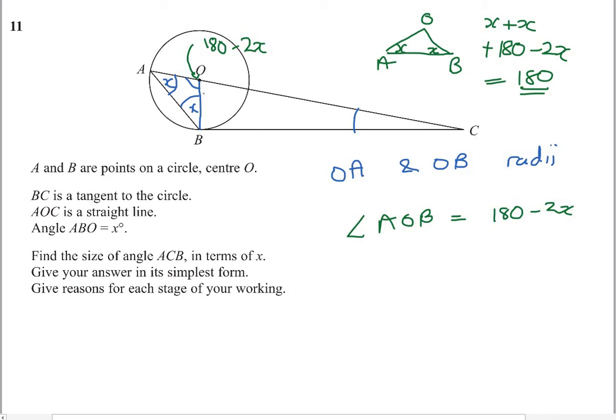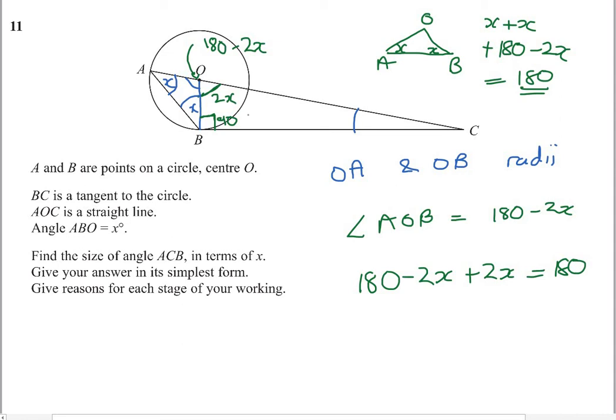Okay, well now we can work out this angle here. And this is just, well, 2x. Because angles on a straight line have to add up to 180. And 180 minus 2x plus 2x is 180. Finally, we know that BC is a tangent. So if we have a radius, OB, then this angle here must be a right angle, which is 90, of course. Okay, so we're good to go.